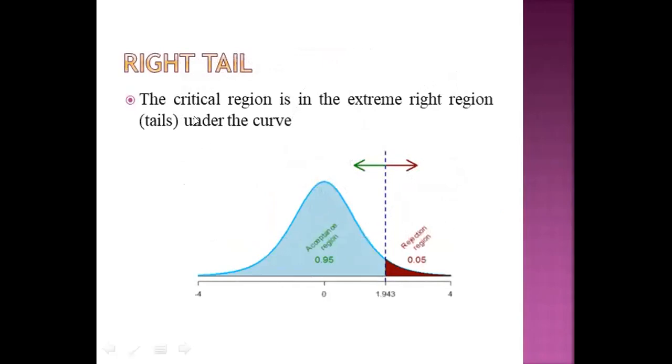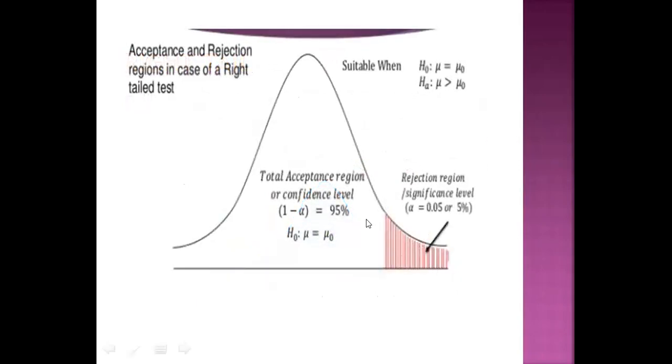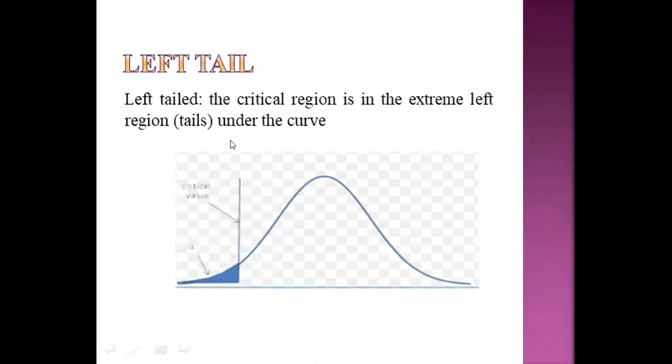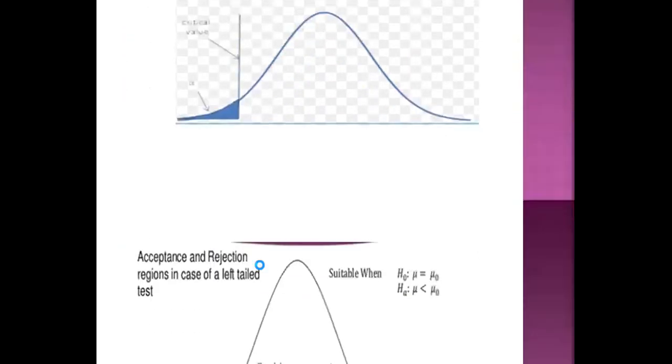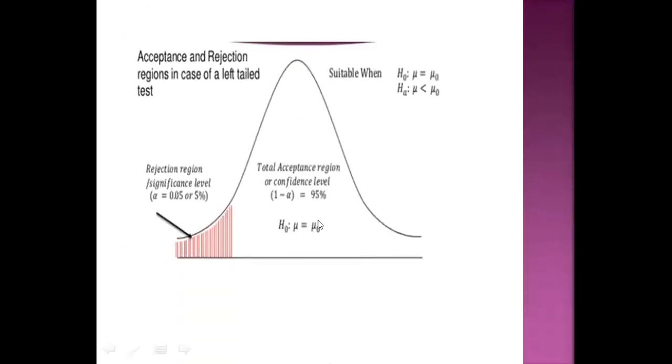It may be a right tail, where the critical region is present in the extreme right side under the curve. This is the right-tailed test, in which the rejection region is present on the right side of the curve. The critical region may also be on the extreme left side under the curve, represented by the left tail. Also, this is the total acceptance region, and the critical region or rejection region is present on the left side of the test.